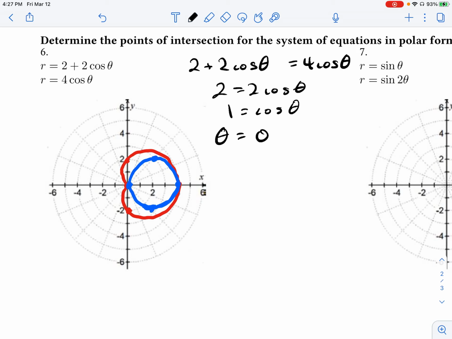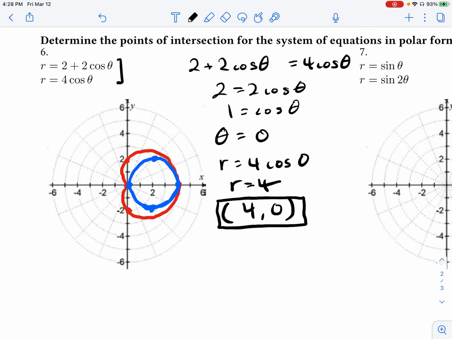That's fine. So now that we know what theta is, remember that's not our solution, we want to plug that back into any one of these two equations. Either one works because this is an angle that's true for both, that satisfies both equations and gives us the same r. So r is equal to 4 times cosine of 0, which means r is equal to 4, because we're multiplying by 4. So our coordinate is 4, 0. There's our point of intersection. And if I wanted to, I would just call that a video and say, hey, we found that point of intersection.